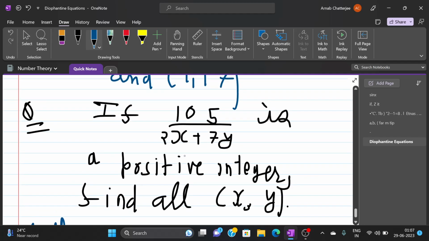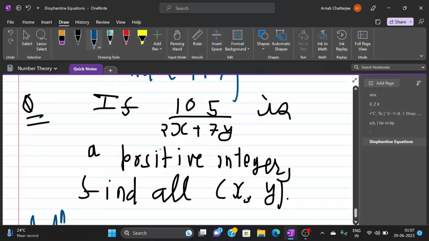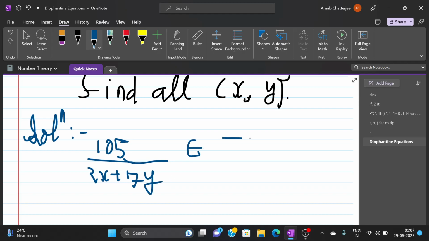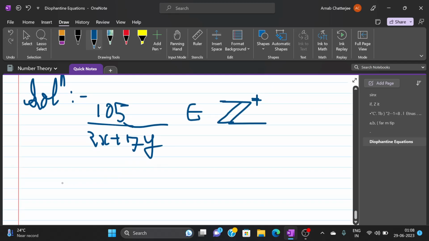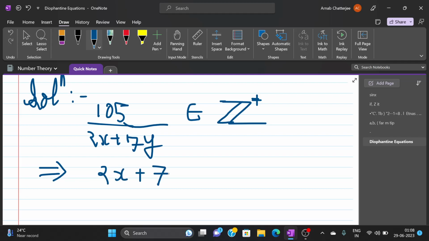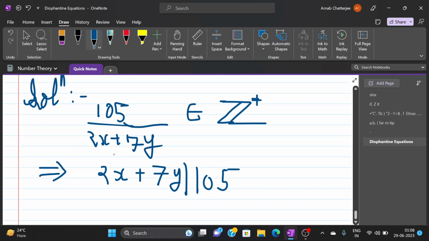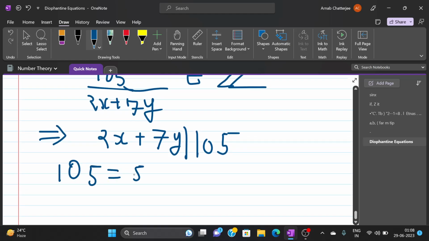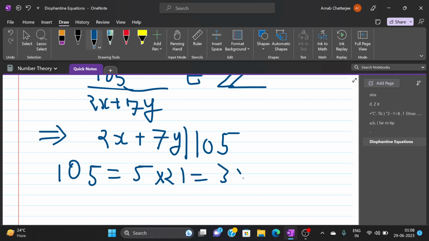Let us go with the solution. So we are given that 105 upon 2x plus 7y is a positive integer. If this is a positive integer, then this implies that 2x plus 7y divides 105. So this means that 2x plus 7y is one of the factors of 105, and 105 is nothing but 5 into 21, which can be written as 3 into 5 into 7.